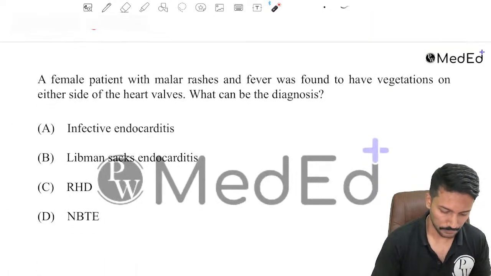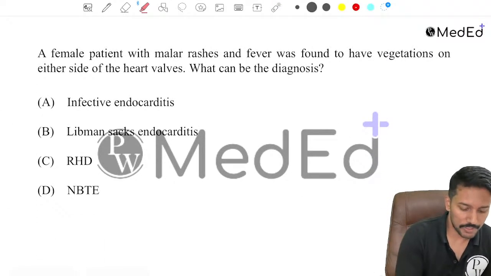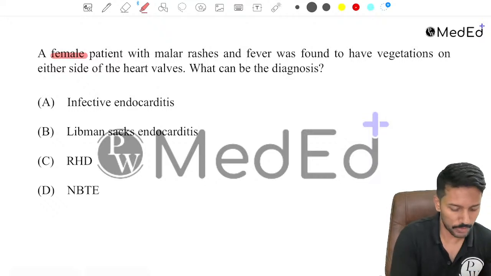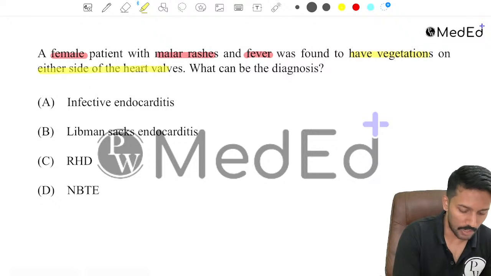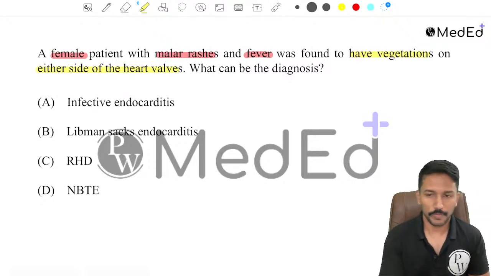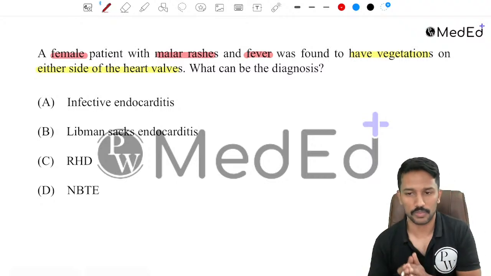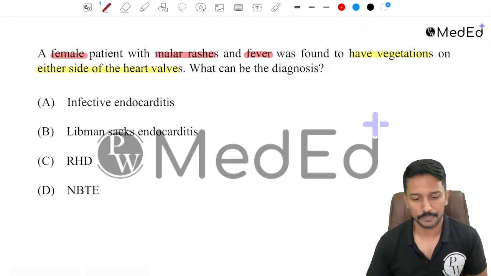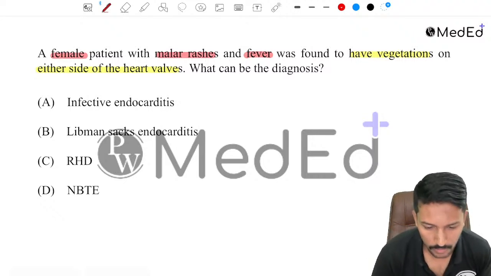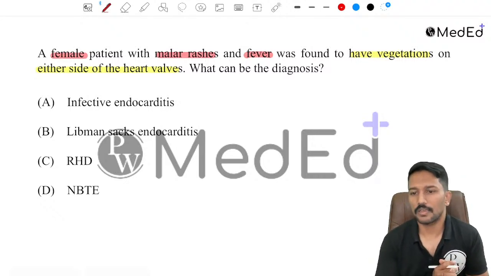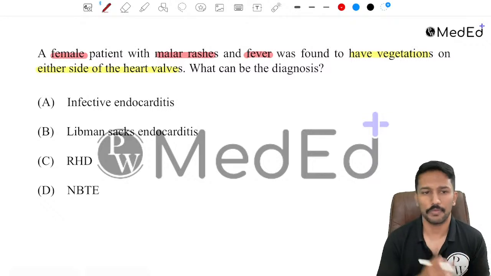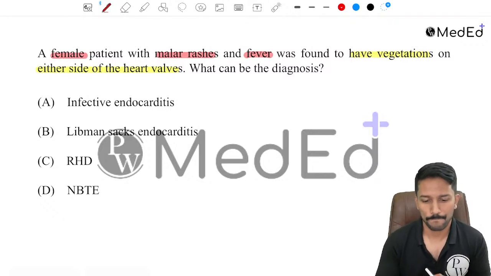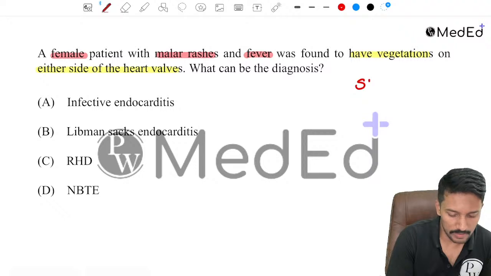Okay, next. A female patient, please pay attention to gender, female, malar rash, fever, and she has been found to have vegetations on either side of the heart walls. What can be the diagnosis? So first thing is, forget about the heart diagnosis. What is the overall diagnosis in this case? A female with malar rash and fever. Right. So this is a case of SLE.